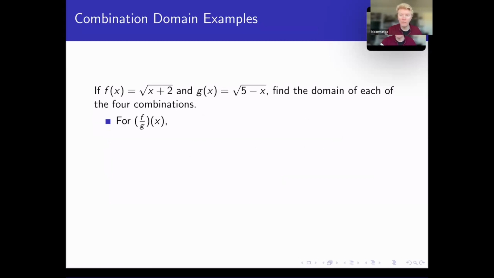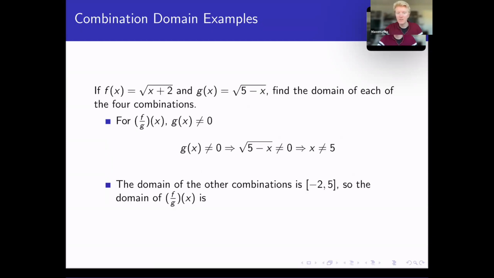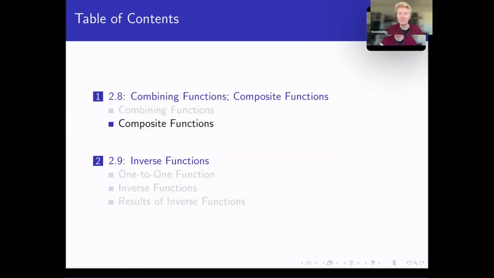Now, for f over g, the only added restriction is that we need to make sure that the denominator does not equal 0. Well, g of x can't equal 0. Absolute value of 5 minus x can't equal 0. X just can't equal 5. Before we had -2 to 5. Well, if we now take out 5, it's just -2 to 5 with 5 no longer included. So domain of combinations, kind of weird, right? It's more important that we know how to find domains of functions in general. But yeah, now you can do it with combinations.